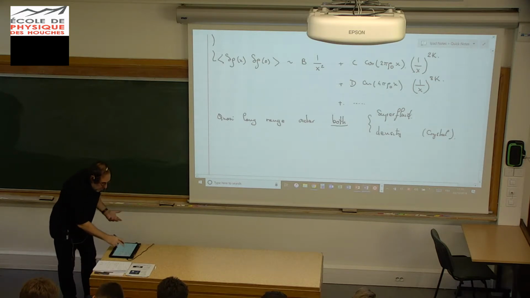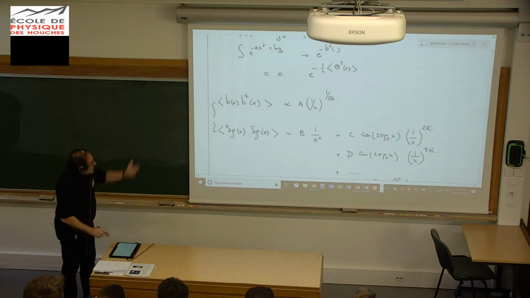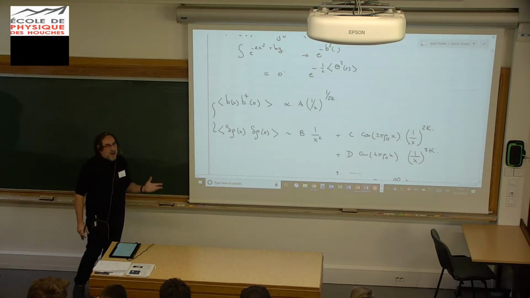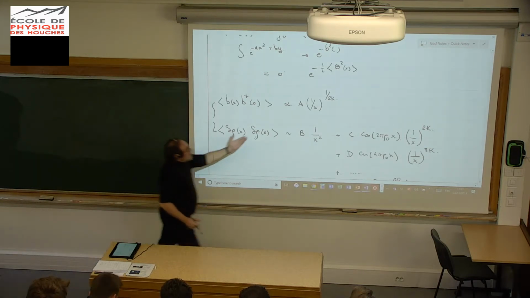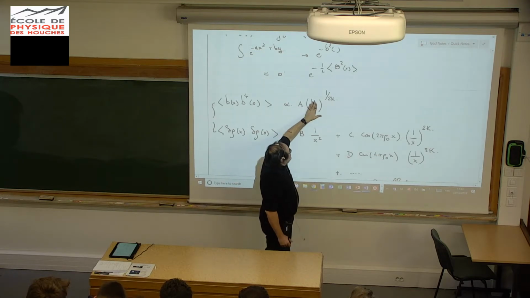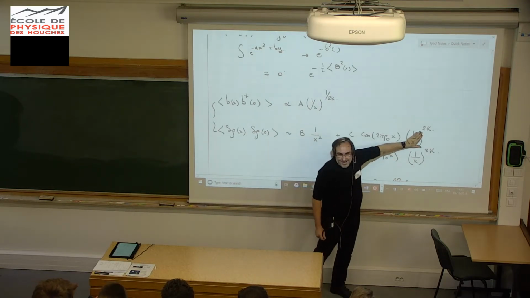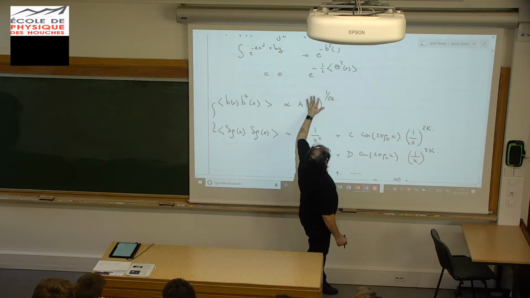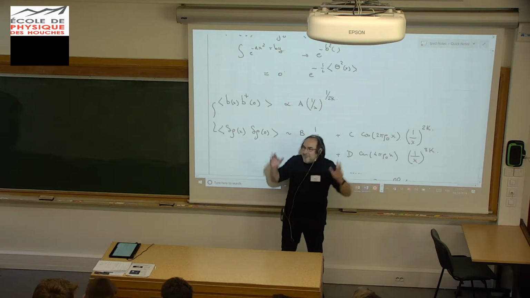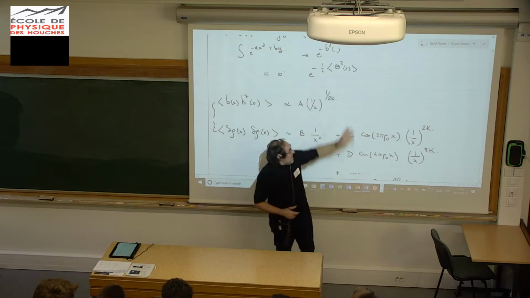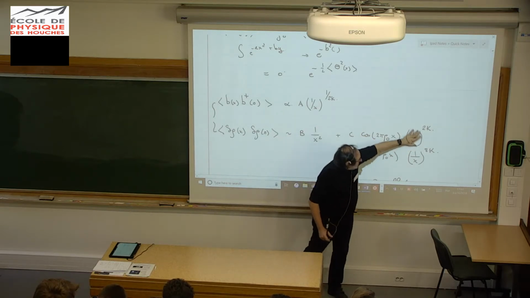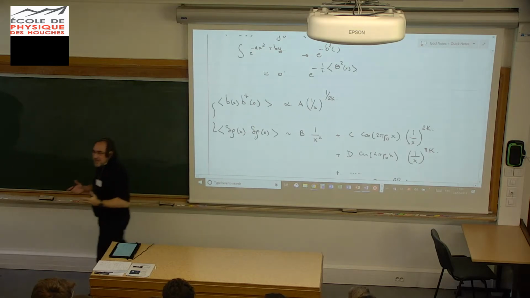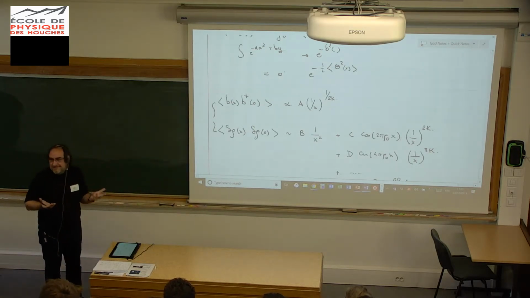And which one is the best depends on K. You see that the change occurs when K is equal to 1/2. When K is larger than 1/2, this is decaying the more slowly, so you could say it's more superfluid than crystal. And when K is smaller than 1/2, this is decreasing the more slowly, so you could say it's more crystalline than superfluid. But in any case, it's power laws.